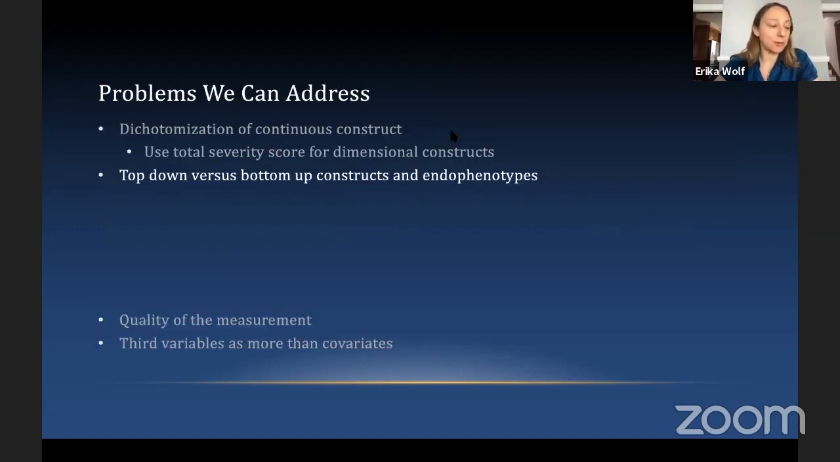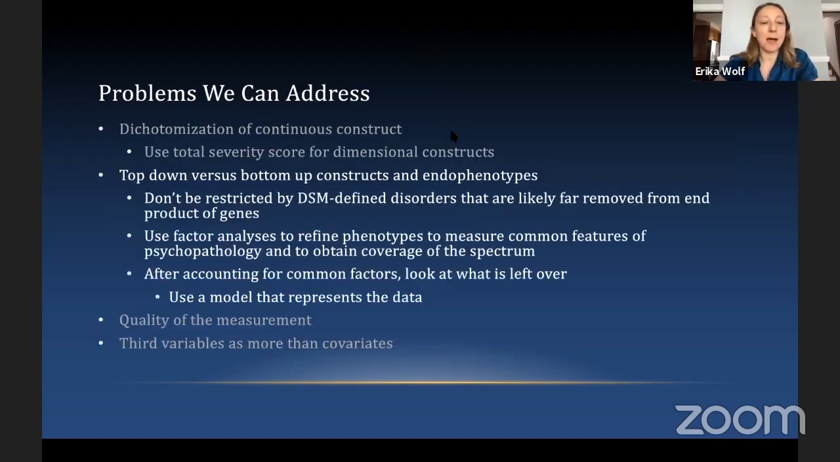So what can we do to address this problem? Well, first is to not be restricted by our DSM-defined disorders that are likely far removed from the end product of the genes, and then to try to use factor analyses to refine our phenotypes and measure common features of psychopathology to obtain a broader coverage of the spectrum. And then after accounting for the genetics of those common factors, we can look at what's left over using a model that best represents the data.